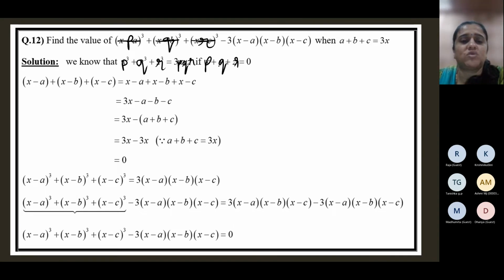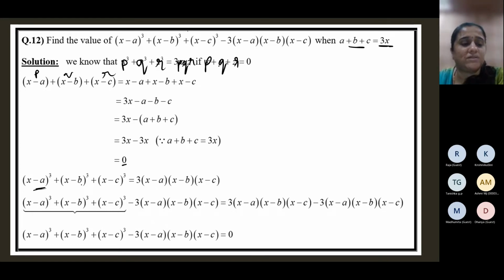See here, p cubed plus q cubed plus r cubed. So which one is p? p is x minus a, q is x minus b, and r is x minus c. So let's find p plus q plus r. When you add p, q, and r, what do you get? 3x minus a minus b minus c. Take out minus common, so you get a plus b plus c in the bracket. But it's given that a plus b plus c is equal to 3x. So 3x minus 3x, which is 0. So this is the answer we got: p plus q plus r is 0.